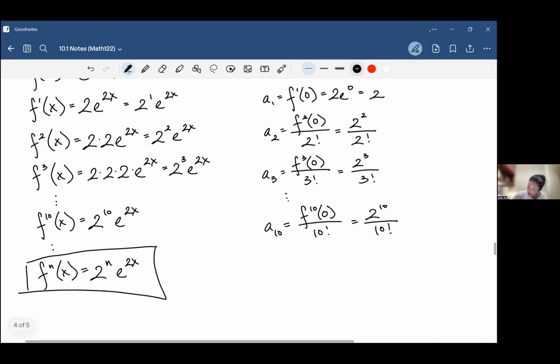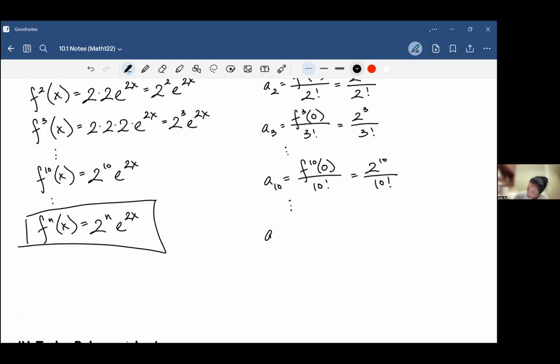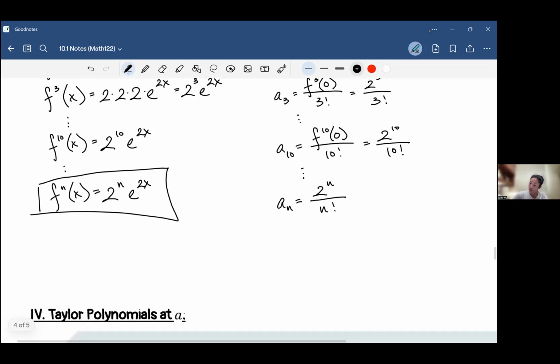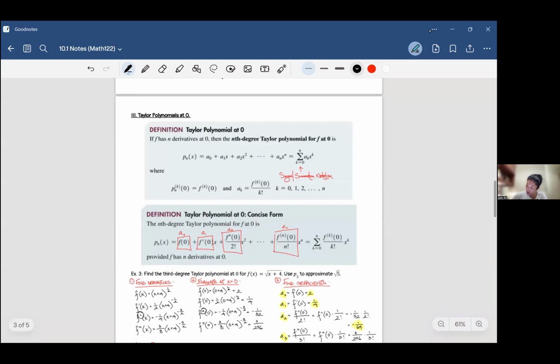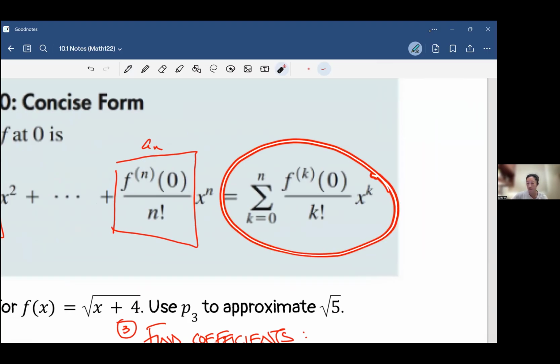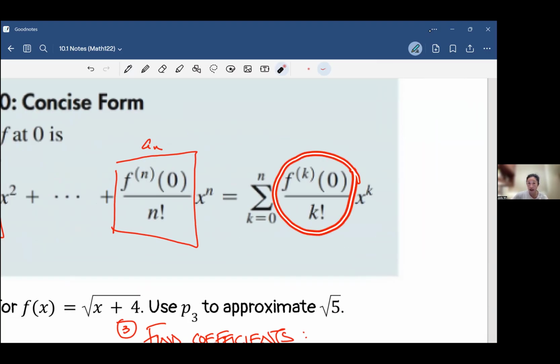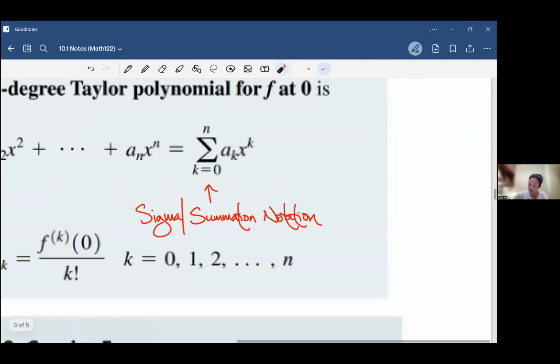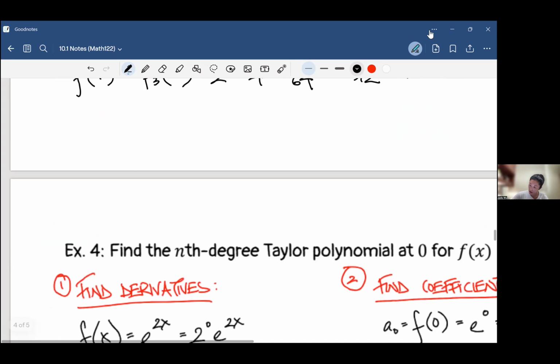All right. I think this gives me enough confidence to say that my coefficients are going to be 2 to the n over n factorial. Okay? So what does this allow us to do? Let's go back to our concise definition for a moment. Now I get to write my summation, okay? So this is my a sub k x to the k. That's what we have here, all of our coefficients, okay?